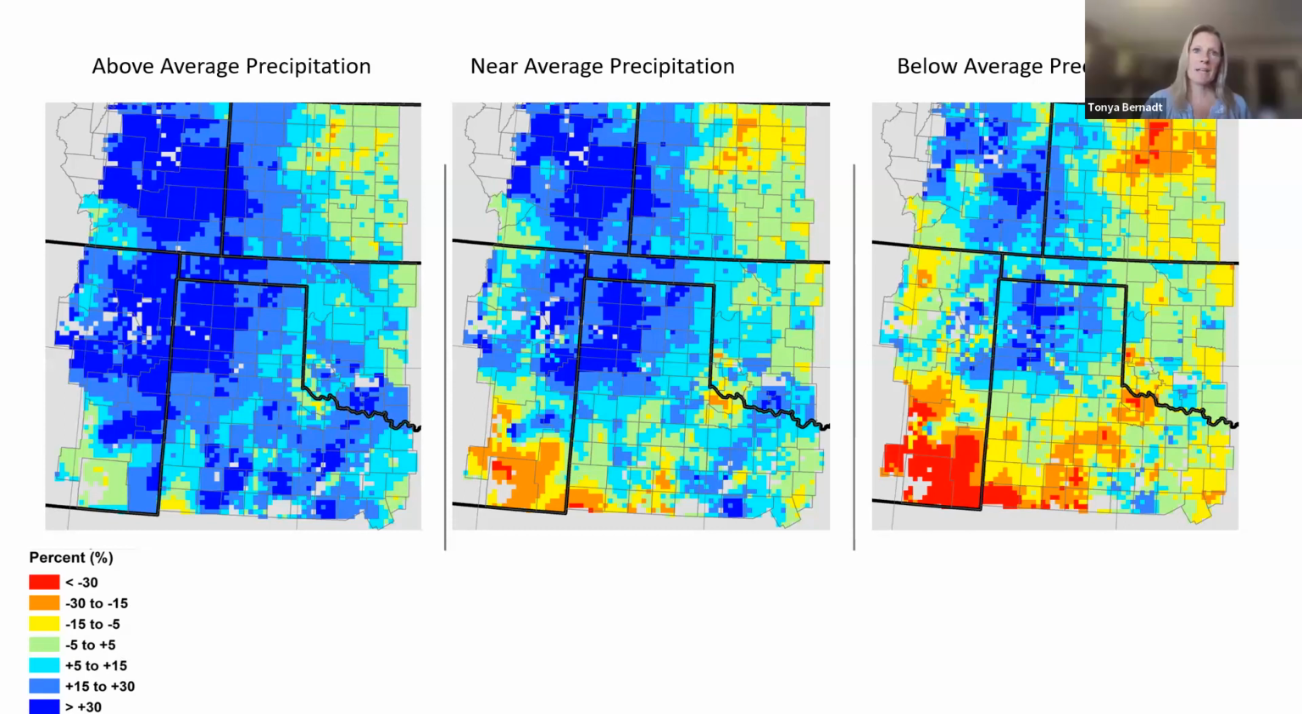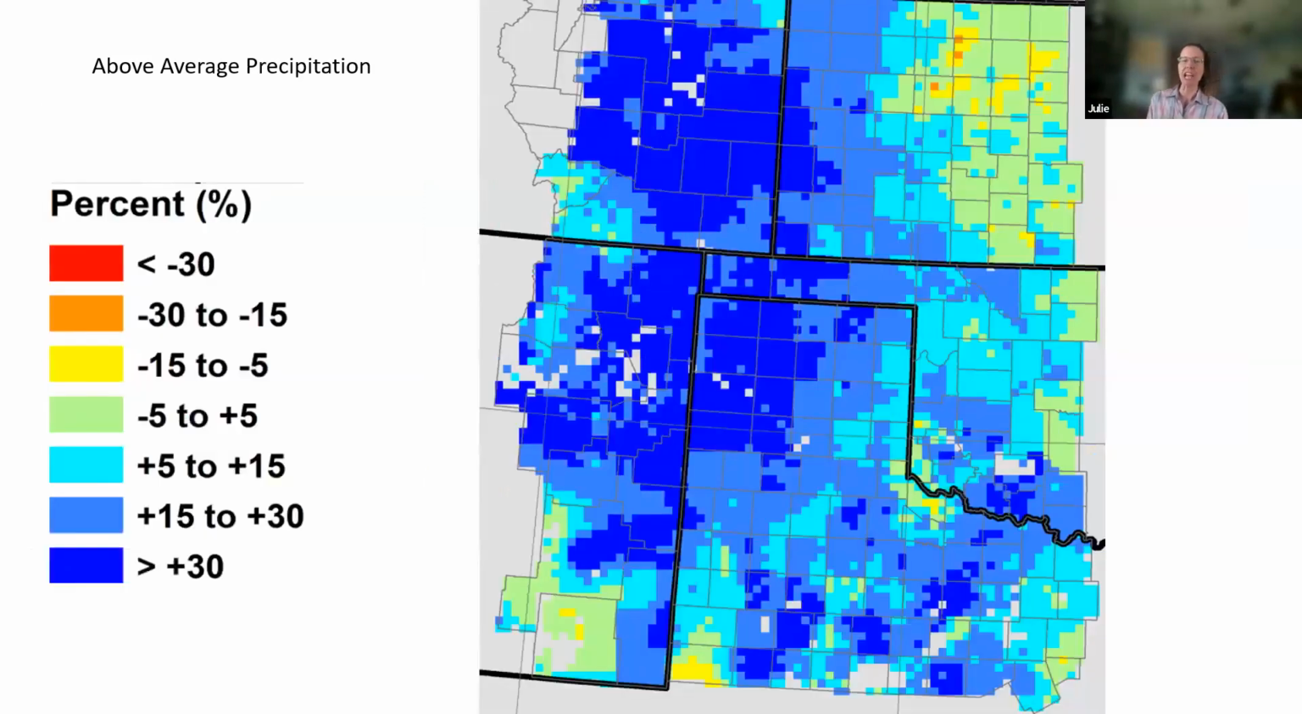Julie, is it possible to take a look at each of the three scenarios separately? Then we don't have to process so much information at one time. Very good idea, Tanya. There's a lot of information, a lot of colors here to try and get through. All right, let's just look at the above average precipitation outlook.